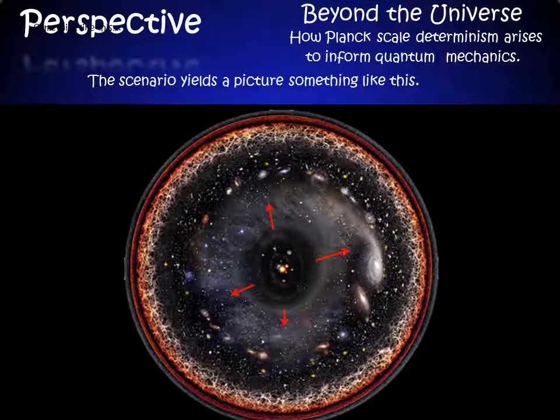Okay, now this scenario yields a picture that's something like this. We have the universe as a whole, and we have galaxies expanding outward from our observation point at the center. And as they are approaching the ends of the universe, actually in this case approaching the speed of light, they are reaching some type of barrier, some type of final destination.